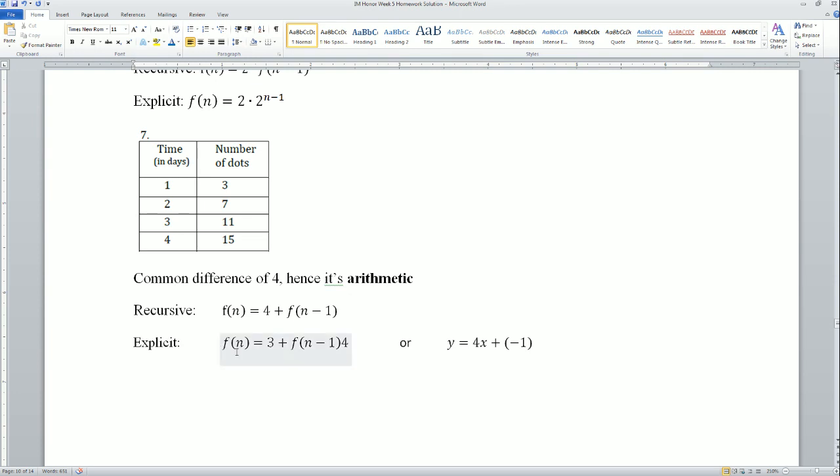The explicit is your first term is 3, right? Your common difference here is 4. If you want to put that in y equals mx plus b, it's 4x plus -1. How do I get the -1? -1 is referred to the zero day here. So you would have to go back, subtract 4 from 3. That is how you got -1.